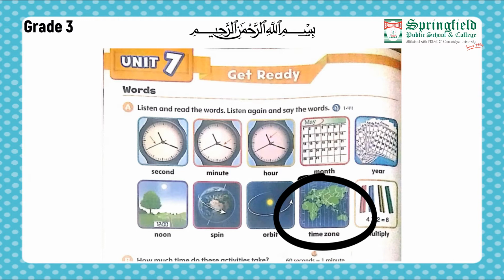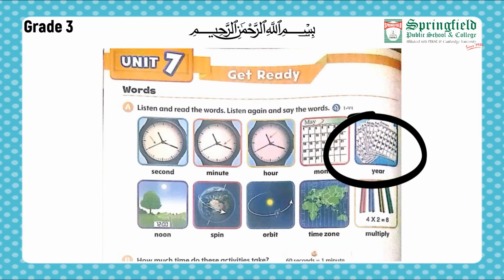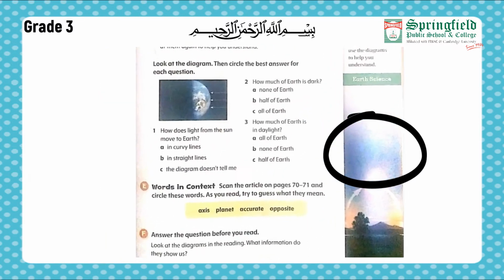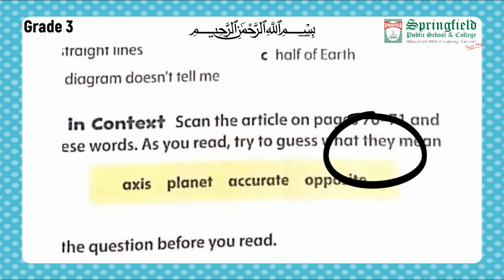Moving forward, our next word is year. Year is a period of 365 or 366 days from January to December. That is from 1st January to 31st December. A year has 12 months and 52 weeks. So students, these were our highlighted words. Now moving towards our words in context.